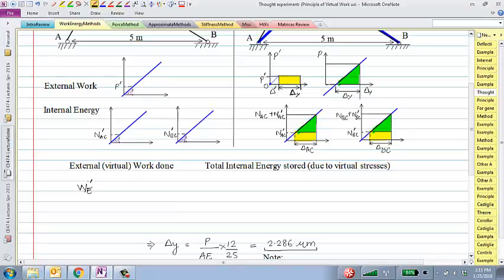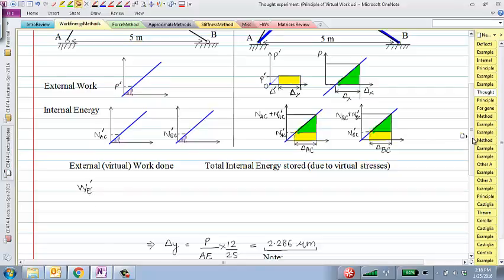Now, should that be delta x and the green triangle? Which one? Or not? This guy? Yeah, you're right. This should be delta x, because the real work done is indeed in the delta x direction. Thank you.